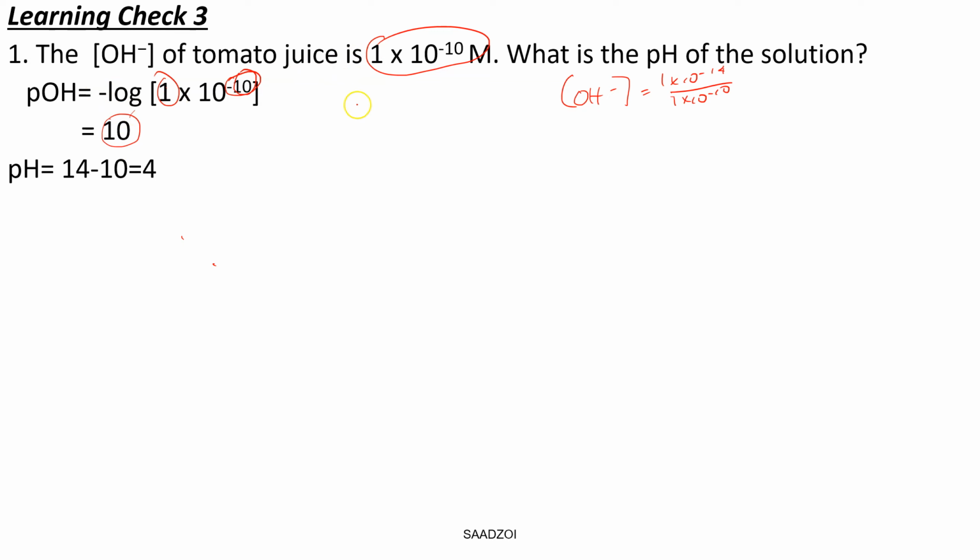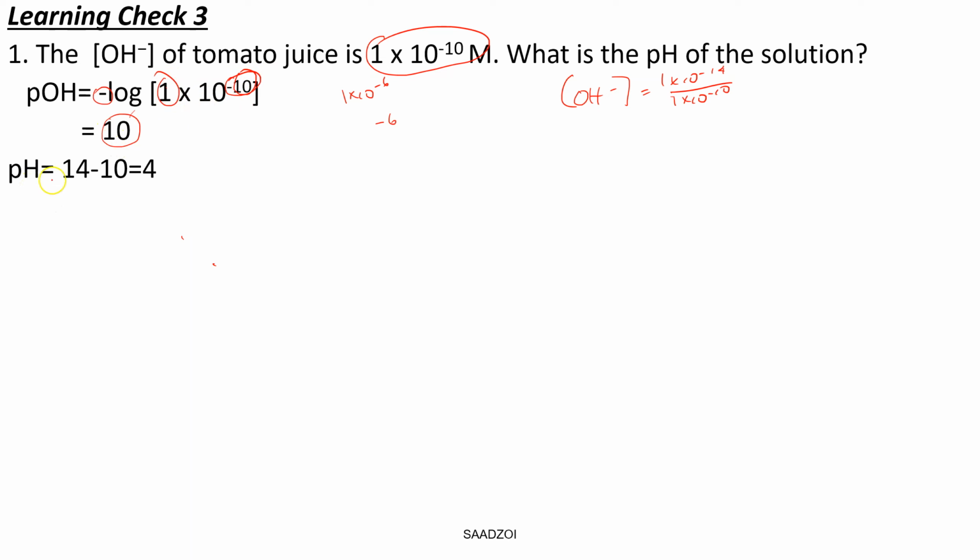Like if I have the log of 1 times 10 to negative 6, your value is negative 6 before I flip the sign. That's only if your coefficient is 1. If your coefficient is not 1, you can't do the shortcut, so be aware of that. Only works when the coefficient is 1. Anyway, so it's 10. So then how do I get my pH?